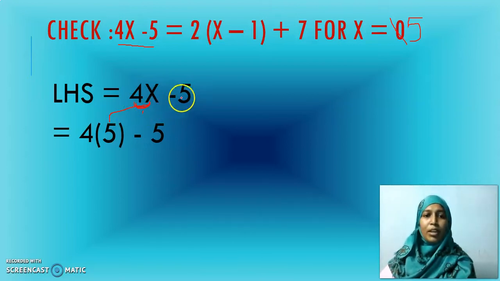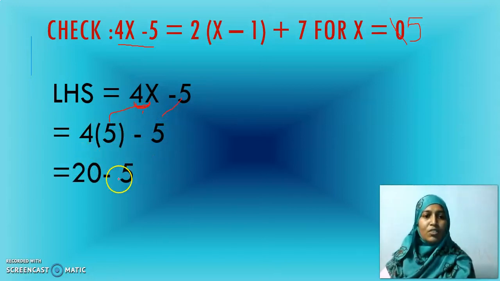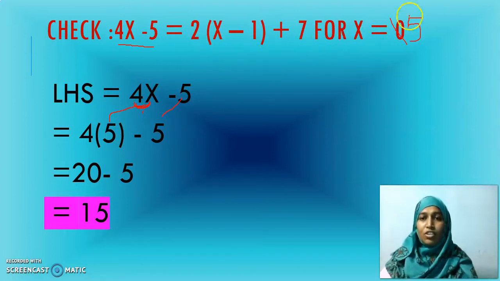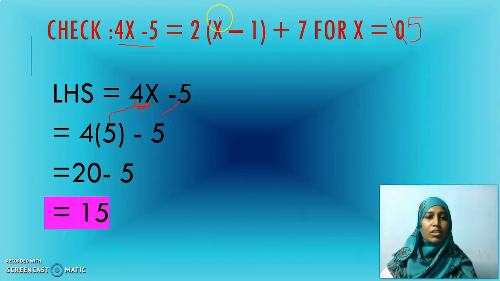So I have to multiply. This minus 5 I have written as it is. So 4 fives are 20. 20 minus 5 is 15. So I got the value of LHS to be 15. Similarly, I have to find the value for RHS, because the definition of a solution is: the value of the variable that satisfies the equation is called the solution. What does satisfying the equation mean? When the value is substituted in LHS as well as in RHS, the answer on both sides should be equal.